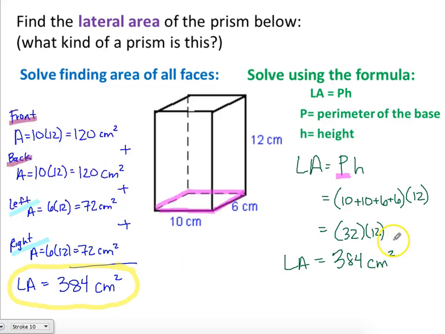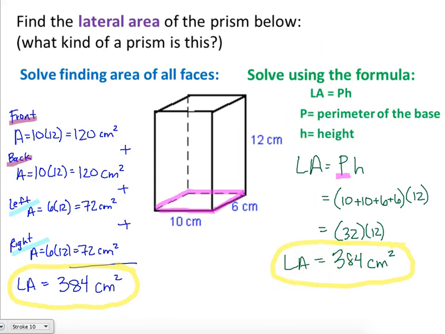I kind of prefer this formula. I think it's a little bit quicker. And then I don't worry that I miss a face, because over here sometimes you might have more than 4 faces. And if you miss finding the area of one of yours, you're not going to have the correct lateral area. So I think the formula is easier, quicker, and less opportunity to miss a face and then have the wrong lateral area.